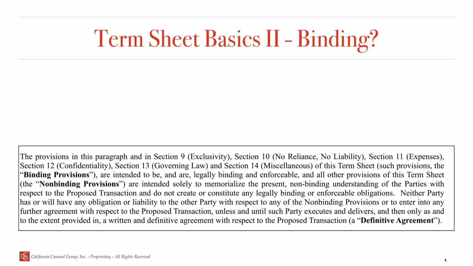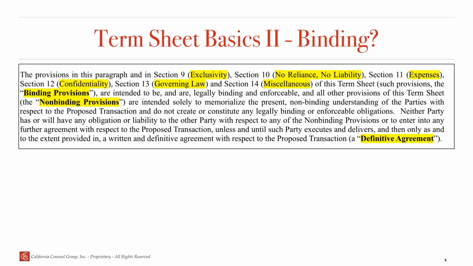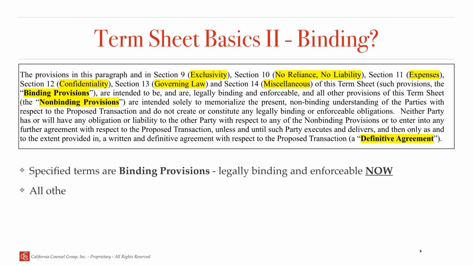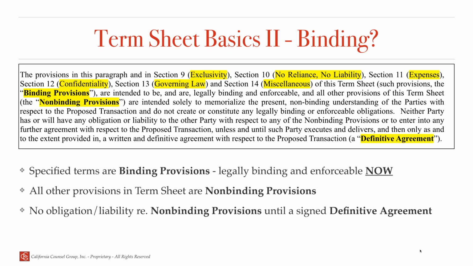So the general rule on a typical term sheet would be that the term sheet's not binding. A binding agreement doesn't occur until you have a definitive agreement, with a couple important exceptions that we'll go through and flag as to provisions that are binding, pursuant to the term sheet. We'll go through those.